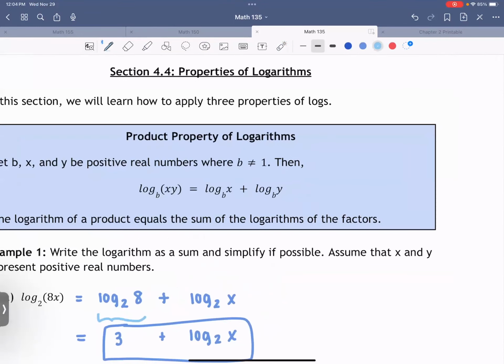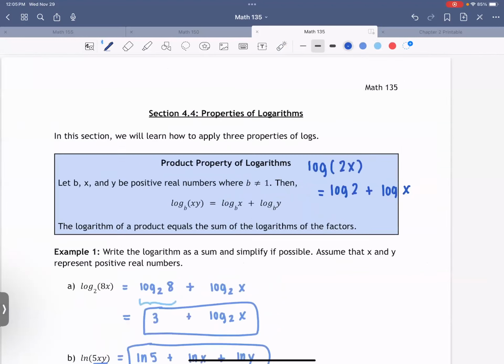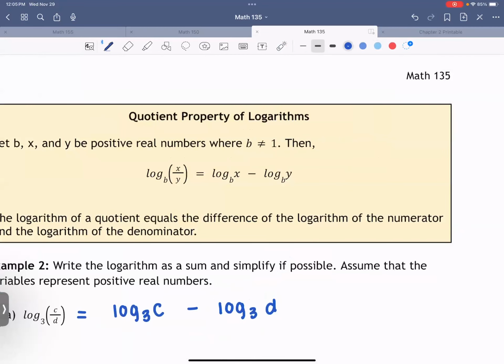So for example, this is just a small one. If you see log 2x, multiplication on the inside becomes addition on the outside. So it becomes log 2 plus log x, and you just add them together. That's basically what that rule says. There's the quotient property of logarithms, which is kind of the same, but with subtraction. If you see division on the inside, it turns into subtraction on the outside. So for example, if you see log 2 over a, it'd be log 2 minus log a. So it's basically top minus bottom.